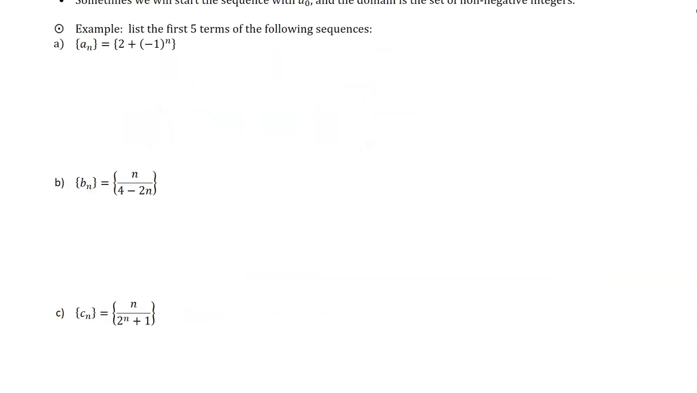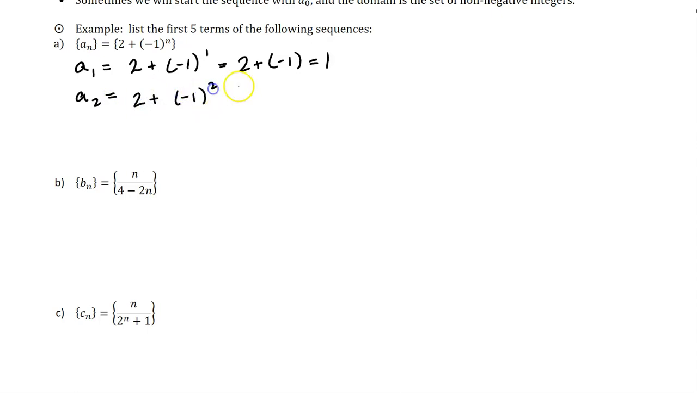These examples say to list the first 5 terms of each sequence. So here we have a sub n, the nth term, is equal to 2 plus negative 1 to the nth power. So a sub 1, we're just going to plug in 1 for n, will be 2 plus negative 1 to the first power, which is 2 plus negative 1, or 1. A sub 2 will be 2 plus negative 1 squared, which is 2 plus 1, or 3. A sub 3 will be 2 plus negative 1 to the third power, or 2 minus 1, which is 1.